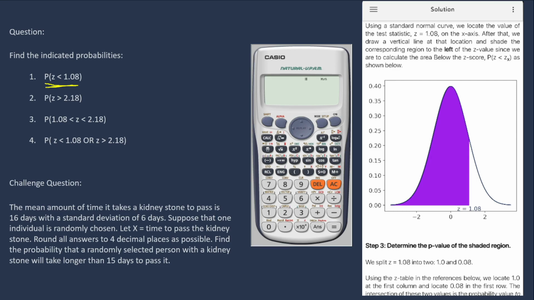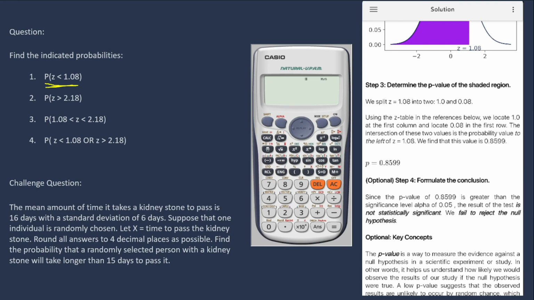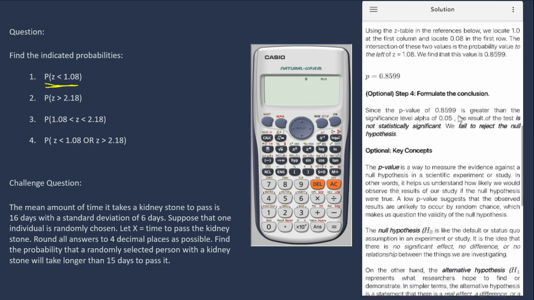So next, for step 3, we determine the p-value of the shaded region. Now to do that, we need to split 1.08 into two parts, 1.0 and 0.08. So basically, if we add these two numbers, we will still get the 1.08. Now, the reason we split this value into two is for us to be able to use a z-table to determine the probability value.